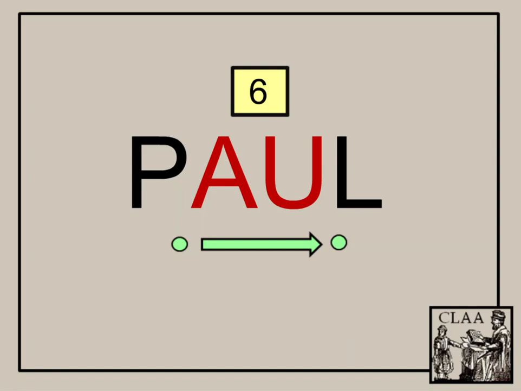Paul, Paul, Paul. The digraph AU is usually read with the sound AW.